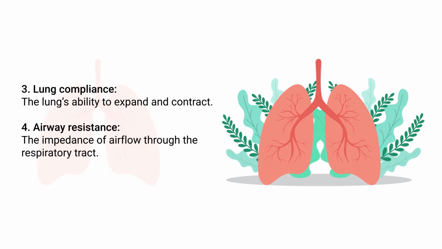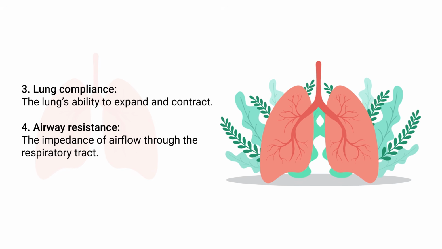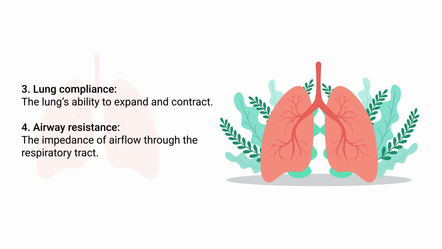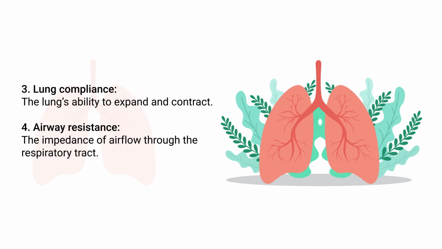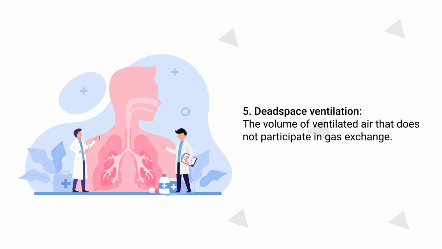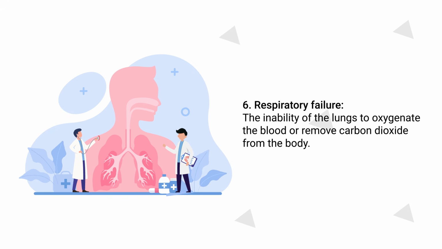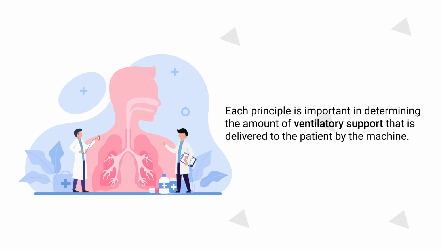Lung compliance, which is the lung's ability to expand and contract. Airway resistance, which is the impedance of airflow through the respiratory tract. Deadspace ventilation, which is the volume of ventilated air that does not participate in gas exchange. And respiratory failure, which is the inability of the lungs to oxygenate the blood or remove carbon dioxide from the body. Each principle is important in determining the amount of ventilatory support that is delivered to the patient by the machine.